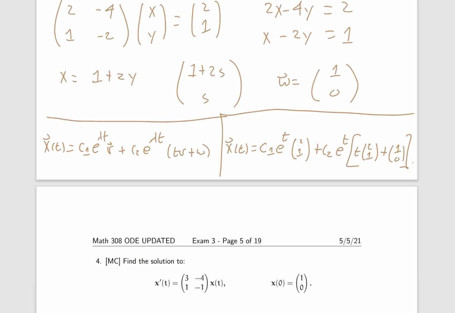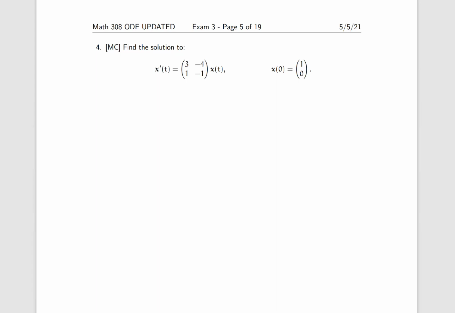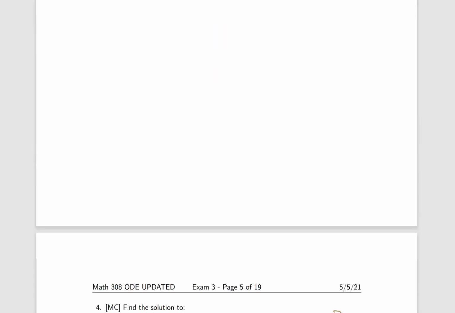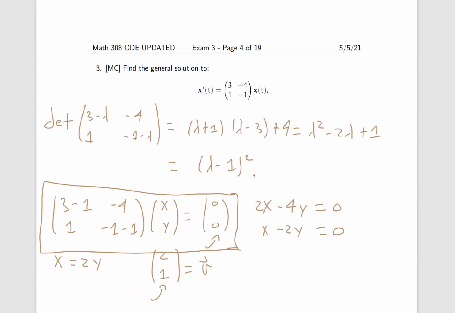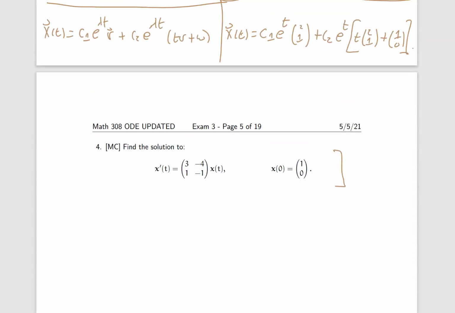Now I'm going to go ahead and do the second problem, or problem 4, because problem 4 is to find a particular solution to this problem. Notice that the matrix stays the same. The only thing is that we have an initial condition. So the general solution is x of t is equal to c1 e to the t times 2, 1 plus c2 e to the t times (t times 2, 1 plus 1, 0).